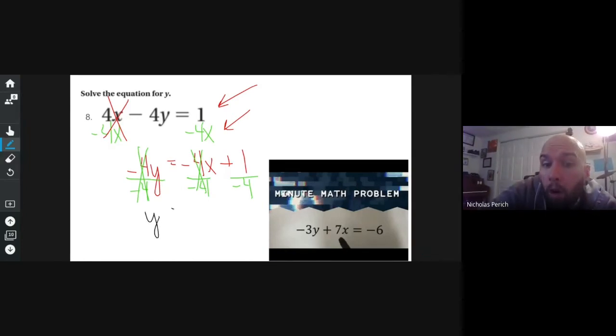Now on the left, I have y, which means y is all by itself now. This crossed out, so I could just bring down x. And what's 1 divided by negative 4? Positive divided by negative is a negative. And 1 over 4 is just a fraction 1 over 4. Leave it that way.